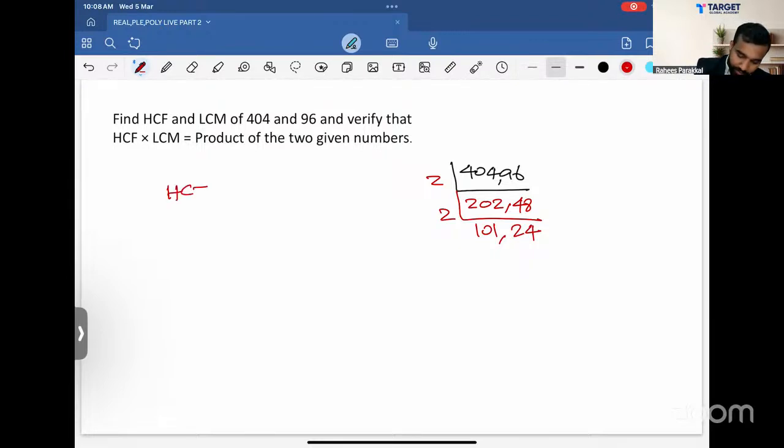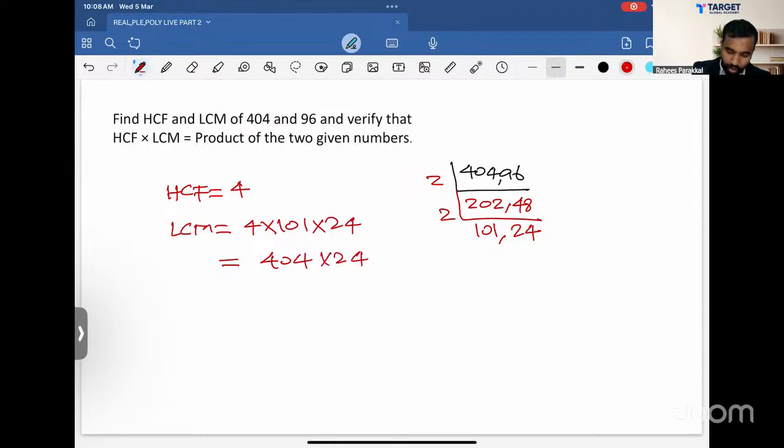So HCF is equal to 2 into 2, that is 4. LCM is equal to outside into inside. Outside is 4, inside is 101 into 24. So it would be 404 into 24. When you multiply 404 by 24, you will get the answer 9696. So the first step is done. I found the HCF and LCM.